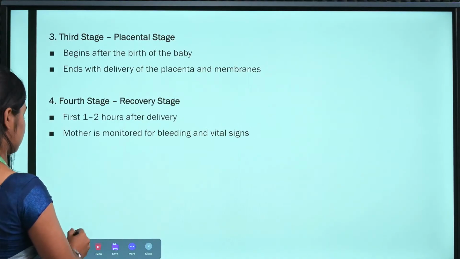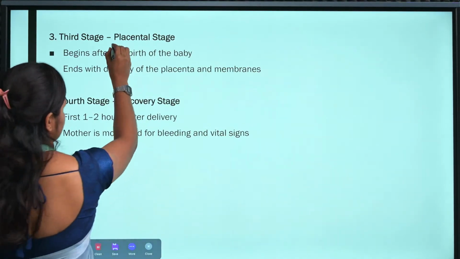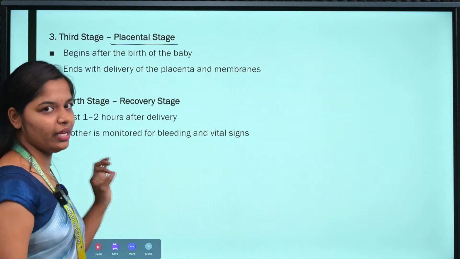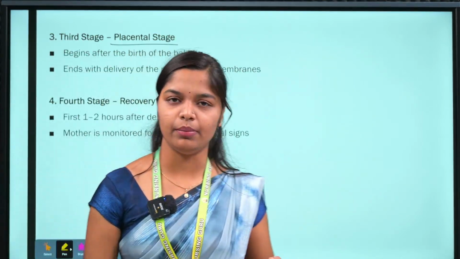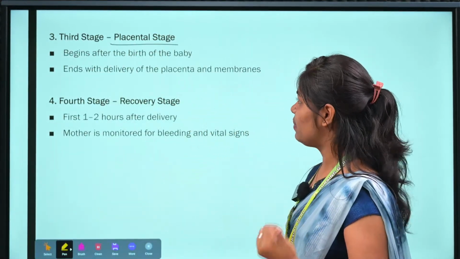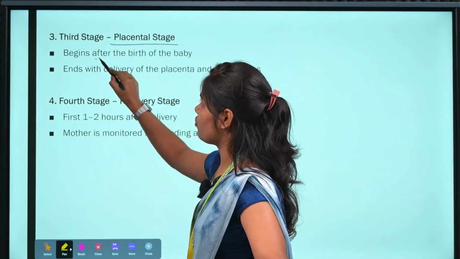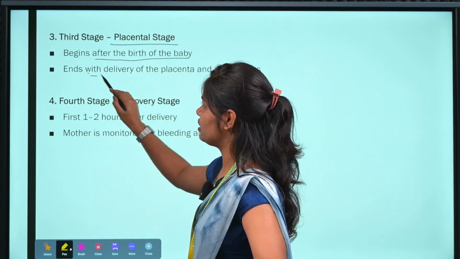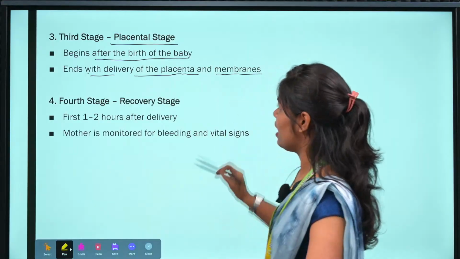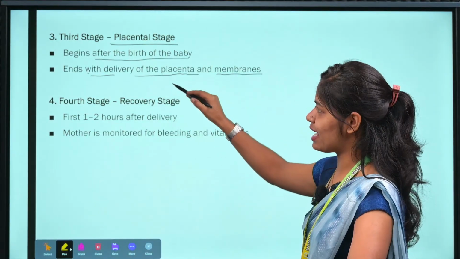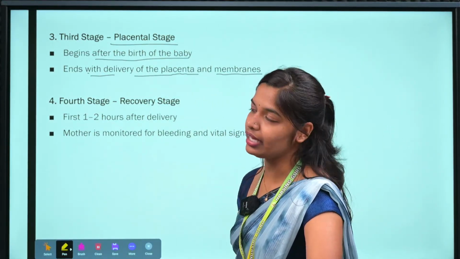Then third stage, placental stage. Here it begins from the expulsion of the baby to the expulsion of the placenta. It begins after the birth of the baby and ends with the delivery of the placenta and membranes.